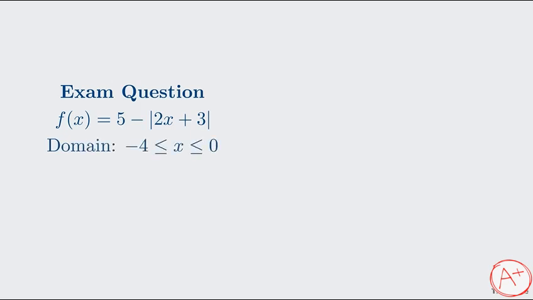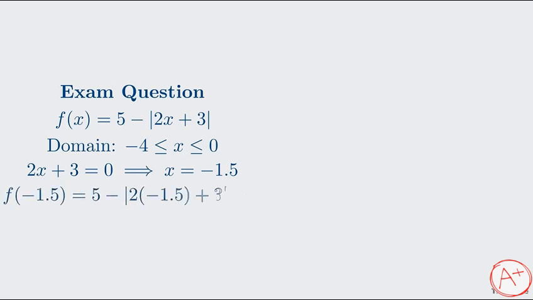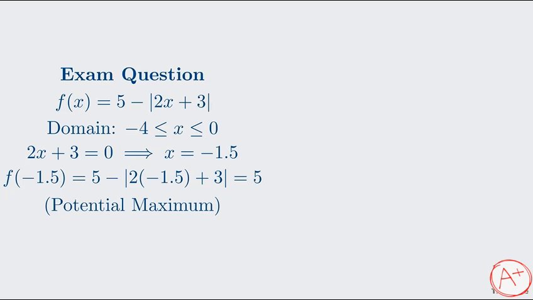For modulus functions with a restricted domain, we must check the vertex and the endpoints. First, the vertex, we set the inside of the modulus to 0. Since -1.5 is within our domain, we calculate the y value at this point. f of -1.5 equals 5 minus 0, which is 5. This is a potential maximum because the modulus is being subtracted.